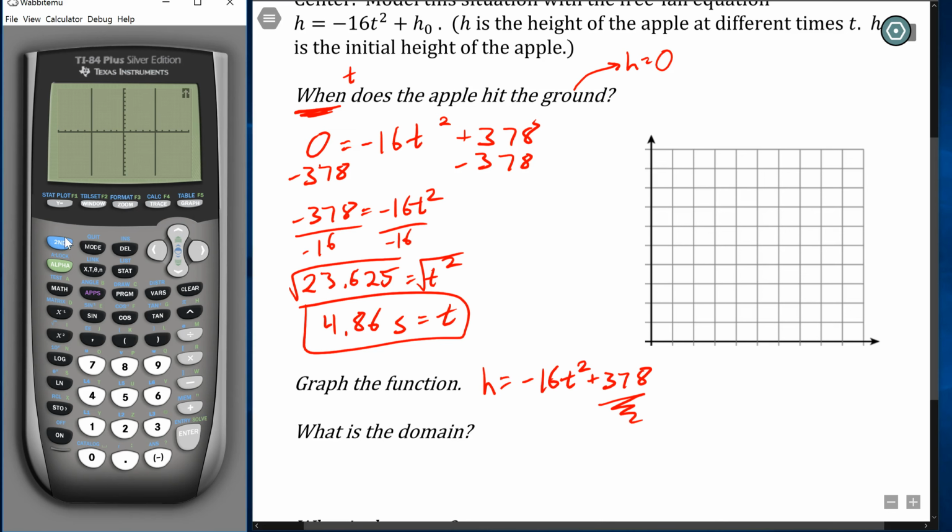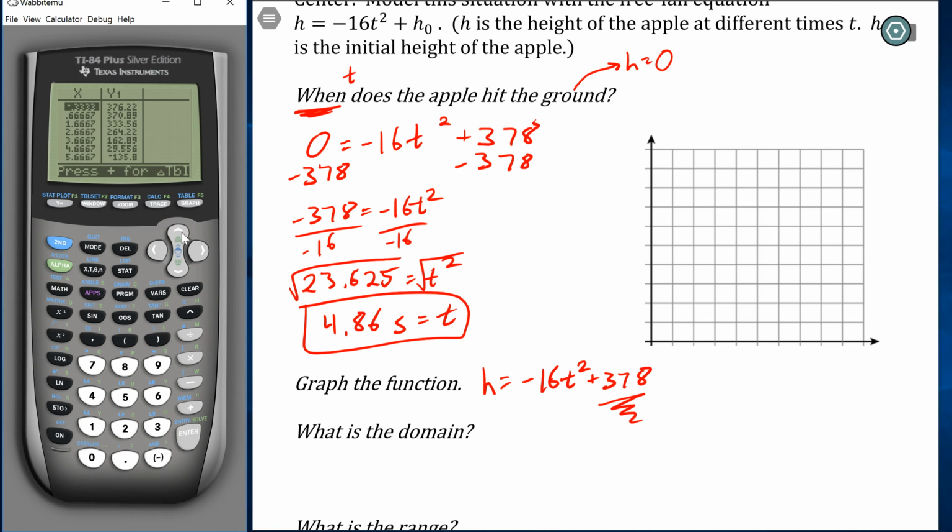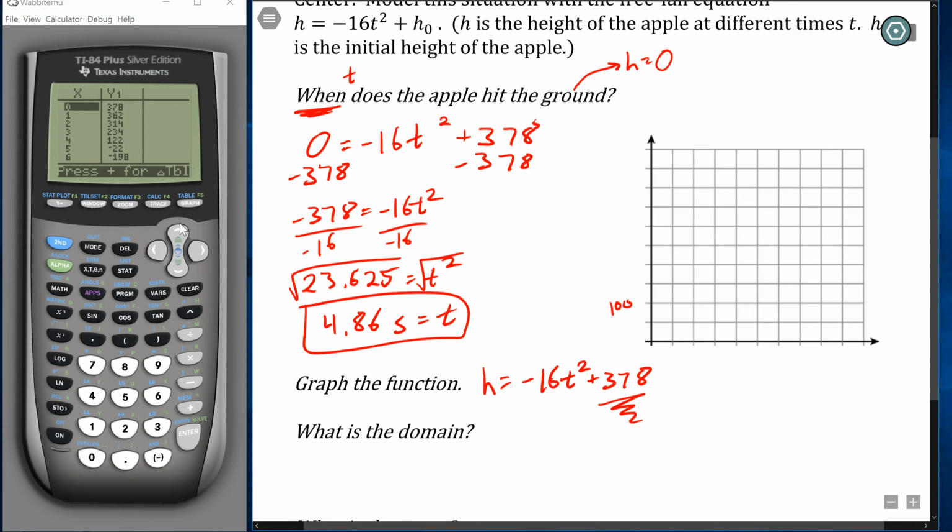And let's look at the table to see that. Let me just table set, we'll start at 0. Okay, so when I look at my table, look, I'm up at 378 feet, and that should make a lot of sense because it's right before I've dropped the apple. So if I'm scaling my axis, let's scale by hundreds, 100, 200, 300, 400. At a time of 0, I'm up here at 378.